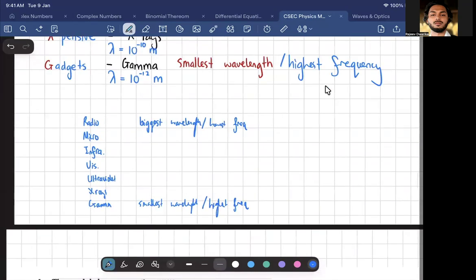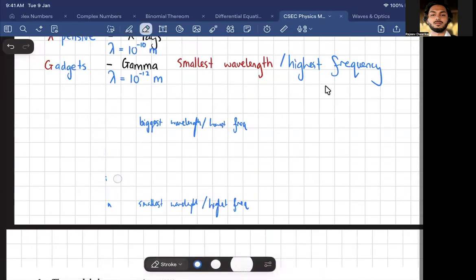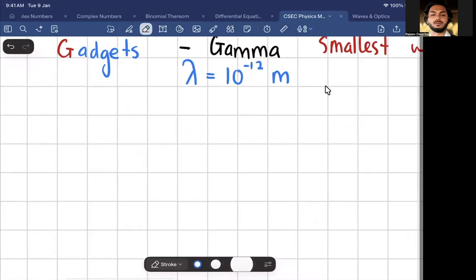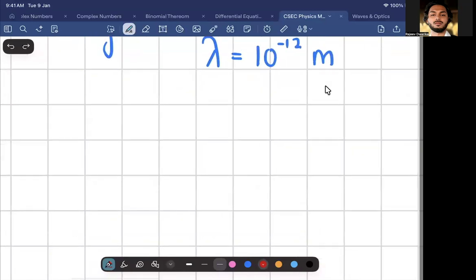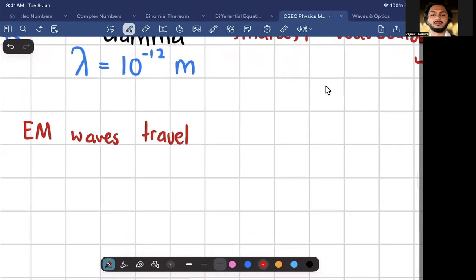Okay, great. Now, a very, very important thing that I need you all to understand, and don't say I didn't tell you this: all EM waves travel at the speed of light.